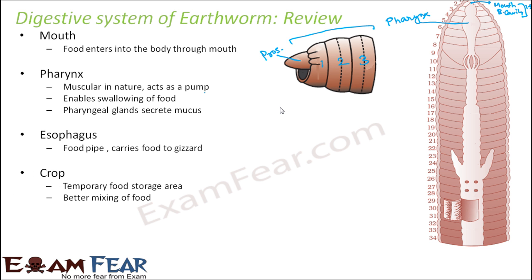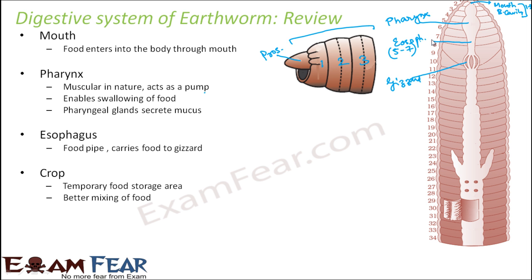Then comes the esophagus or the food pipe. So this pipe-like structure which you see here is the esophagus. It is a food pipe which carries the food to the gizzard. What is gizzard? Gizzard is this muscular structure which you see here. So the esophagus basically acts as a tube which carries food. That's all. So the esophagus is present from the 5th to the 7th segment.